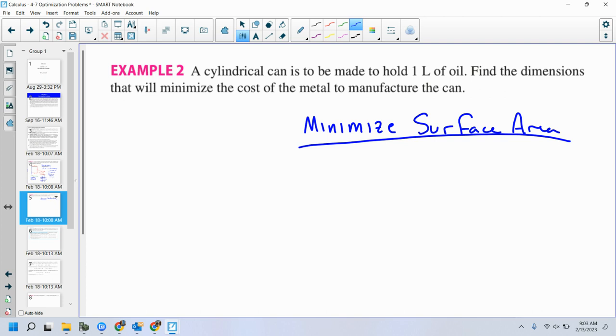Now, what is the equation of surface area of a cylinder? Well, surface area is, think about top and bottom. There's two circles, 2 pi r squared, plus an additional rectangle around the outside, right? The length of that rectangle is the circumference, 2 pi r, and the height of that rectangle is my h. So 2 pi r squared plus 2 pi r h.